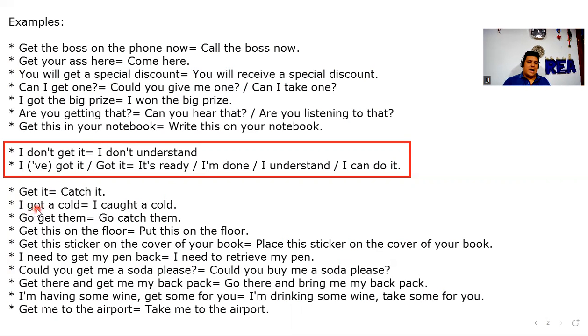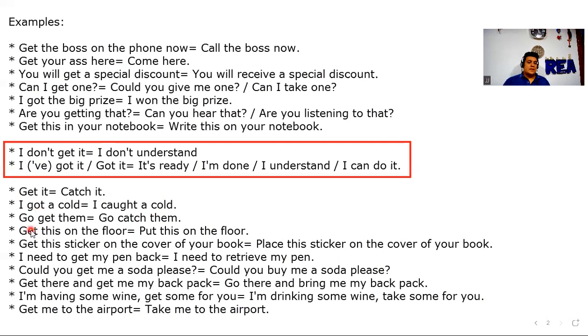In this case, got is the past of get, okay? So this is in American English. We use gotten for the past participle. In British English, they just say got for past simple and past participle.